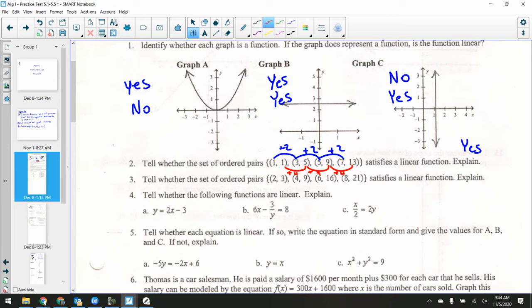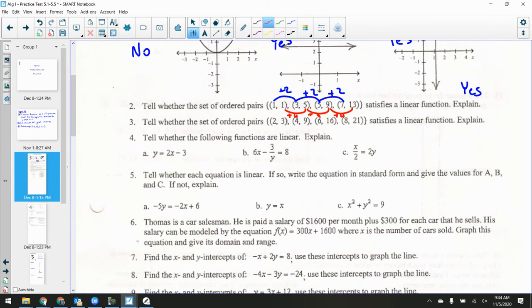Okay. Number 3. Who had number 3? I did. So is that one linear? No. Why don't you show the rest of the class? I know the people at home can't see it, but good. It is not, because even though the x values go up by a constant amount, the y values go up by 6, up by 7, up by 5. So there's no pattern in the y values. So therefore, this is not linear.